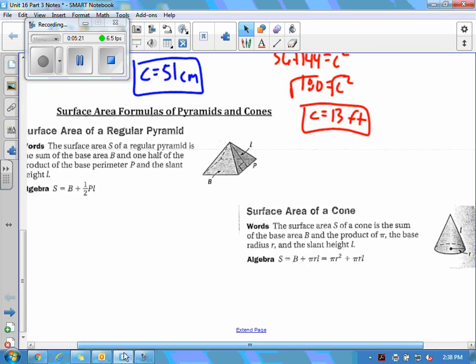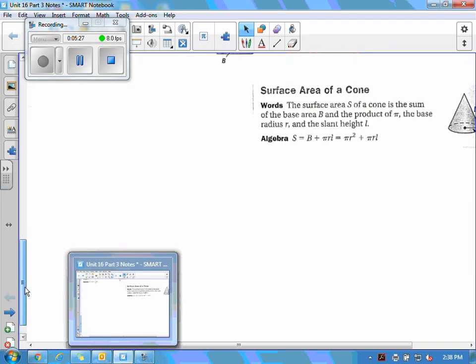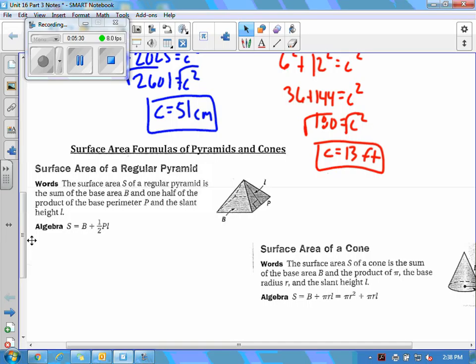Okay, moving down to the bottom, before I actually solve any, we're going to look at the formulas for pyramids and cones to find surface area. If you look on the left here, we have the surface area of a regular pyramid. Regular pyramid means the base has sides that are all the same length, and all the lateral faces are isosceles triangles, and they're all equal. The surface area S of a regular pyramid is the sum of the base area B and 1/2 the product of the base perimeter P and the slant height L. Again, super confusing, but I'll give you these formulas when you're working on check-ins and stuff.